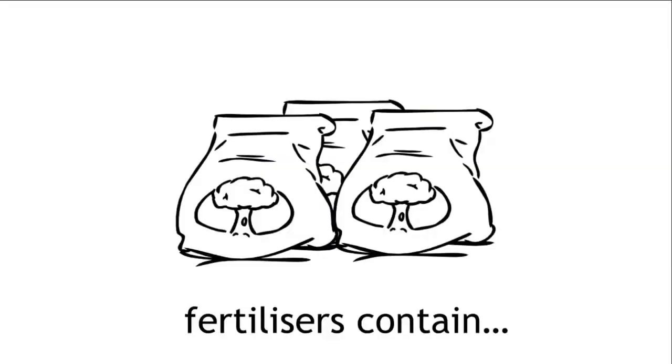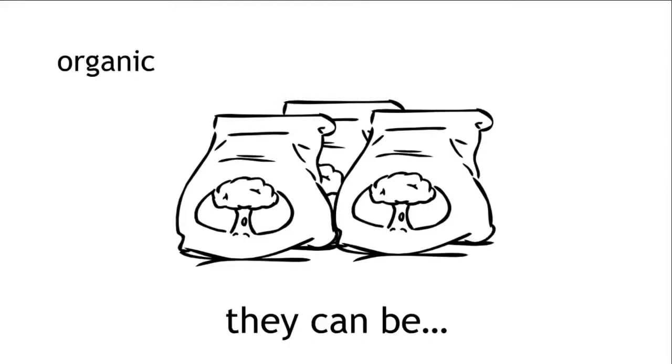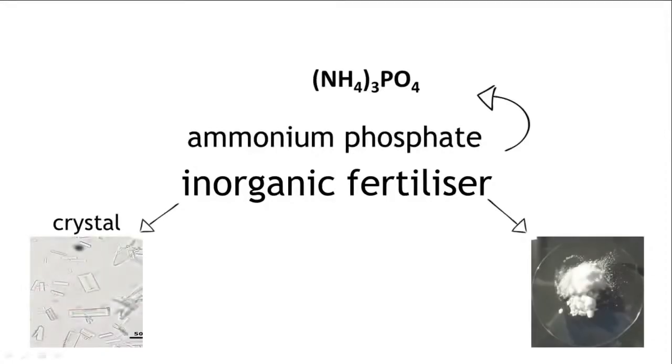Most fertilizers contain nitrogen and phosphorus, though some contain other useful elements like potassium. They can be organic or inorganic. Organic fertilizer contains carbon, and an example of an organic fertilizer is manure. Inorganic fertilizers can take many forms, such as ammonium phosphate, which can be in a crystal or a powdered form.